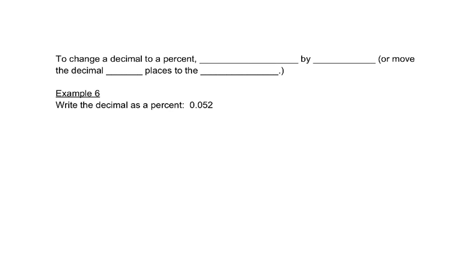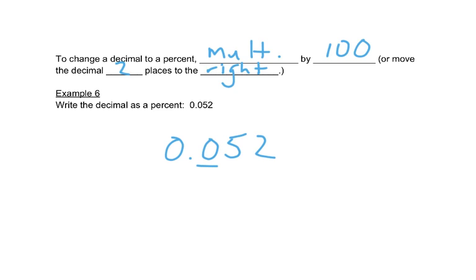To change the decimal to percent, we do the opposite. We multiply by 100, or move the decimal place 2 places to the right. So if I have 0.052, I go 1 place, 2 places to the right, and then I put my decimal point. So I end up with 5.2, and then I write the percent sign.